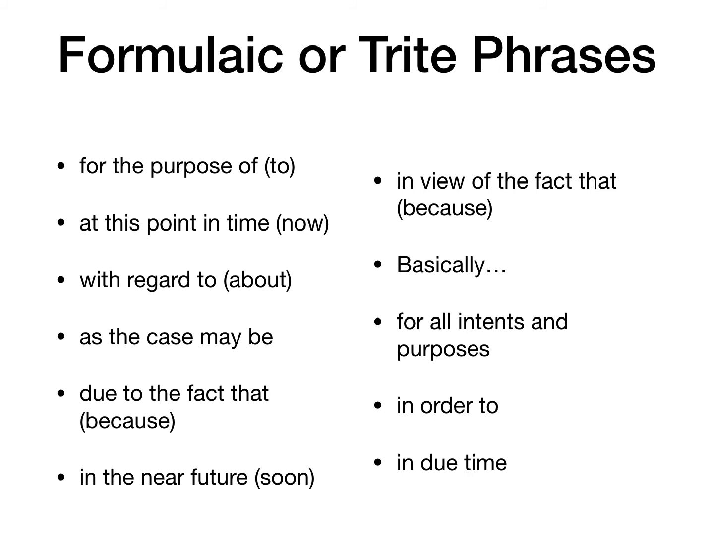Sometimes we can replace a formulaic phrase with a single word if we really need to have that nuance in the writing. So, for the purpose of, to; at this point in time, now; with regard to, about. So you will want to look at these kinds of phrases and decide which ones to keep, which ones to get rid of. Just remember, the majority of the time, these kinds of phrases are not useful to the document. They clutter it up rather than add to the meaning.